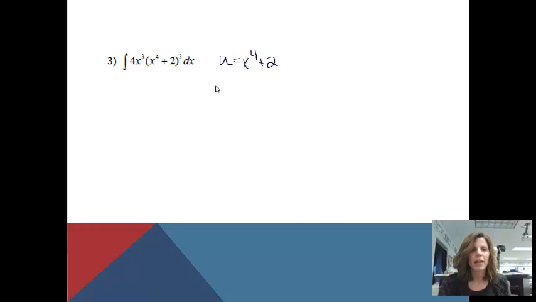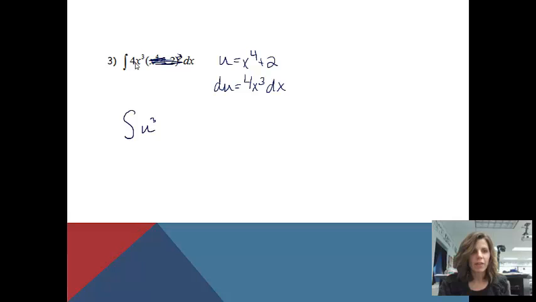And then I know I have to take the derivative of this. The derivative of u, the derivative of x to the 4th is 4x cubed. The derivative of plus 2 is 0. And then dx, because I'm taking the derivative with respect to x. Now it's time to start replacing things. Okay, the x to the 4th plus 2, I can replace that with a u. This 3rd power I'm going to keep.